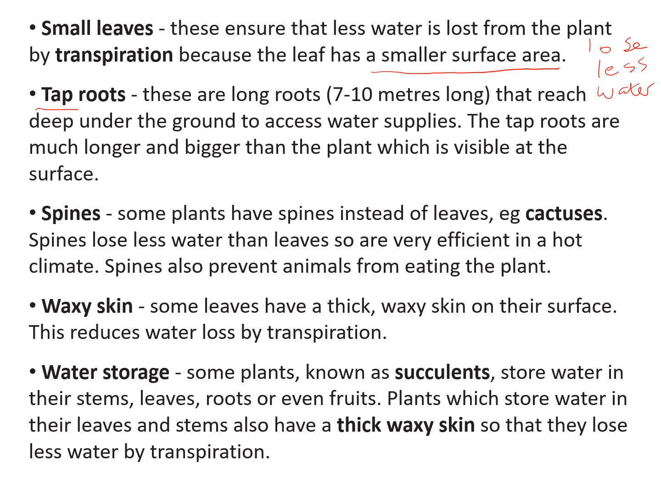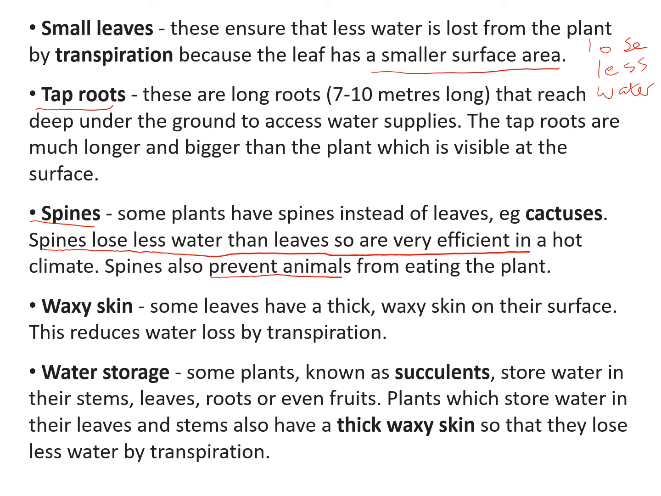The second thing is tap roots. Now these can be very, very long roots, 7 to 10 meters long, that reach deep underground, because sometimes even in the desert, deep underground, there is some moisture, some water. So if you have roots that can go right down, that can get that water. Spines. Some plants have spines instead of leaves. Cactuses have spines. Spines lose less water than leaves, so are very efficient in a hot climate. Also, spines are sharp and they stop animals from eating the plant.